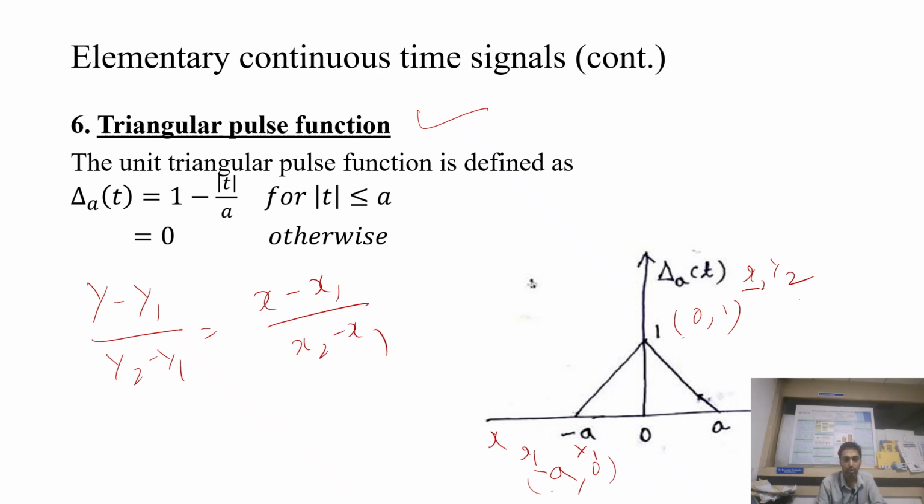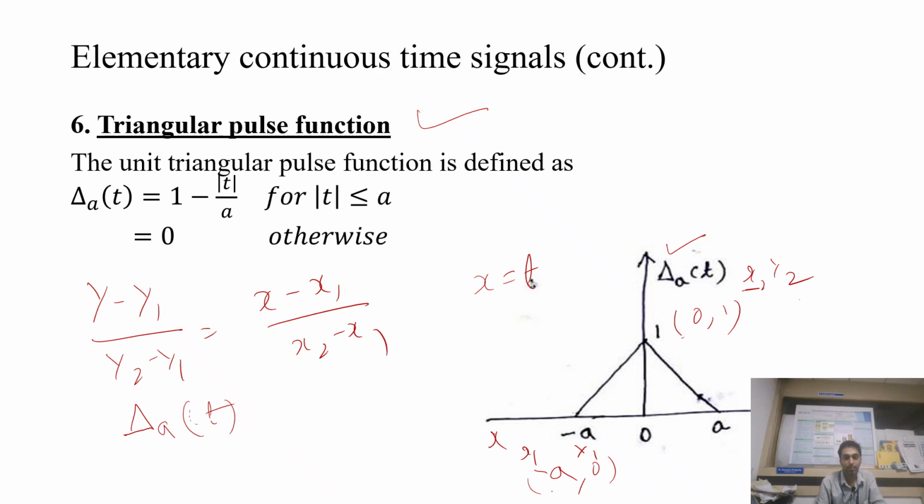So here I will put y. So here our y is delta a of t. Okay, so here I will put y. Y means delta a of t. And what is x here? X is equal to t. You can see this is the time axis. So x is equal to t. Okay. So if I put x of t, okay, so y minus y1.